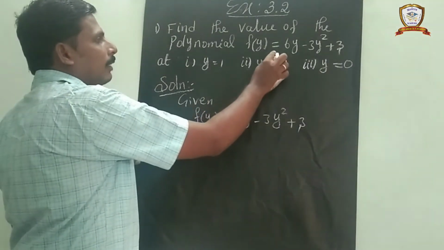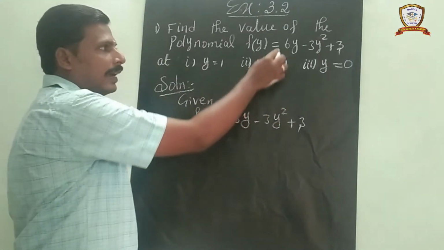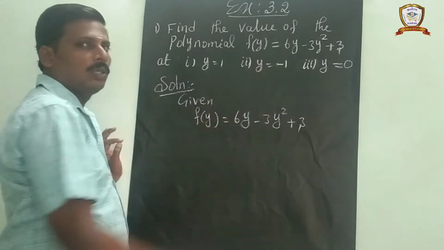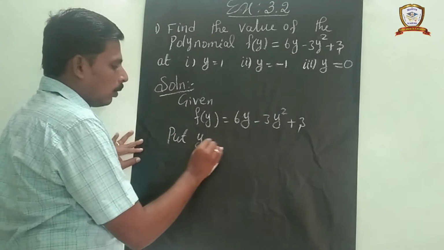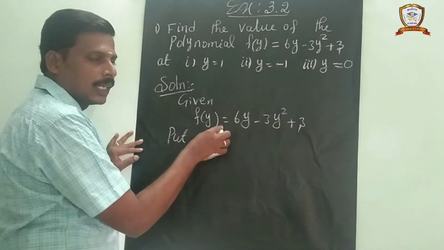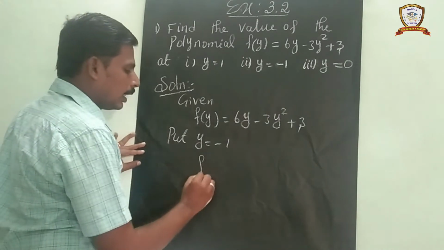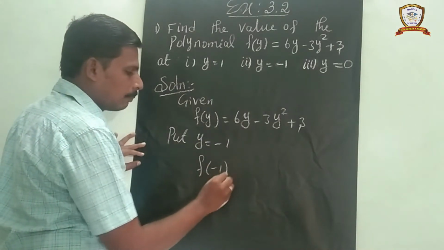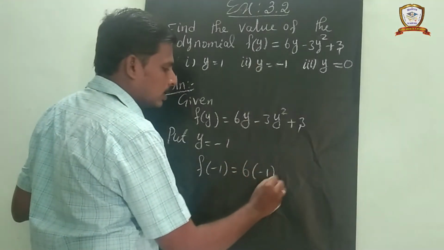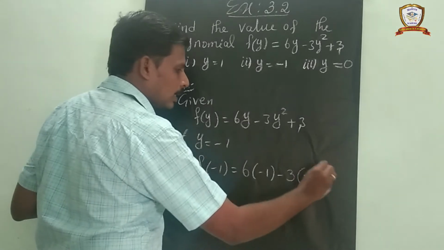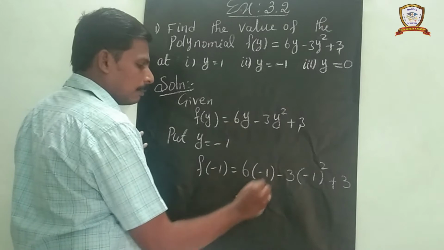Then the second one: find the value of this polynomial at y is equal to minus 1. Very good. So put y equal to minus 1 in this equation. So f of y is replaced by minus 1. f of minus 1 is equal to 6 into minus 1 minus 3 into minus 1 the whole squared plus 3. Okay, 1 6 is minus 6.